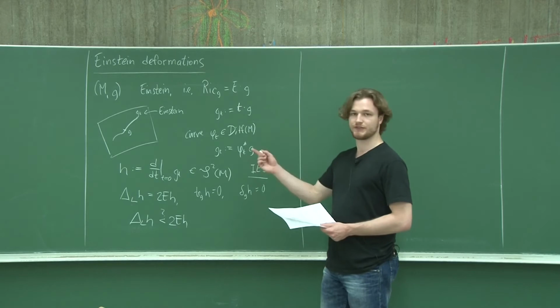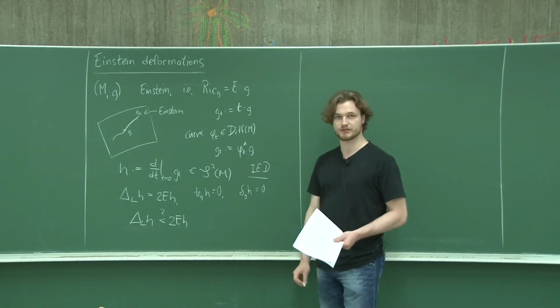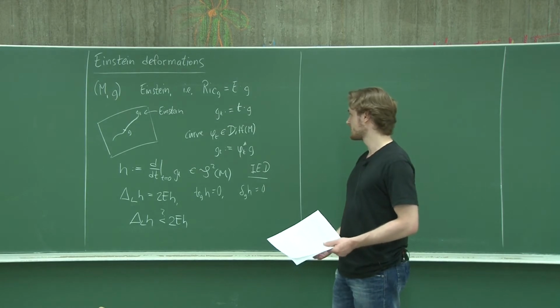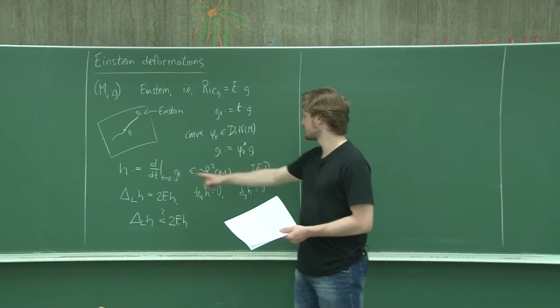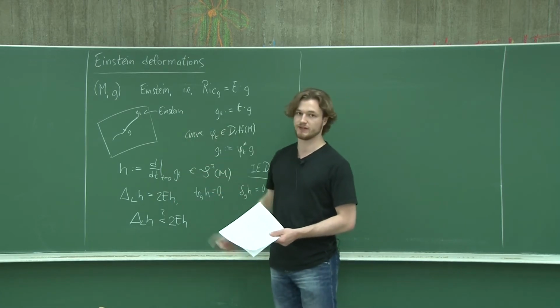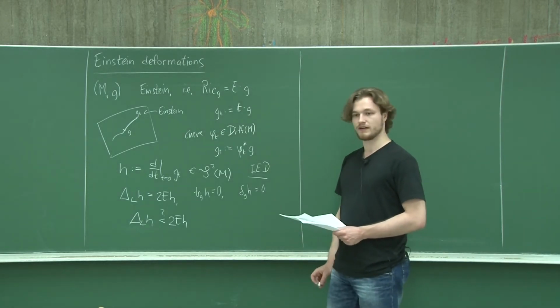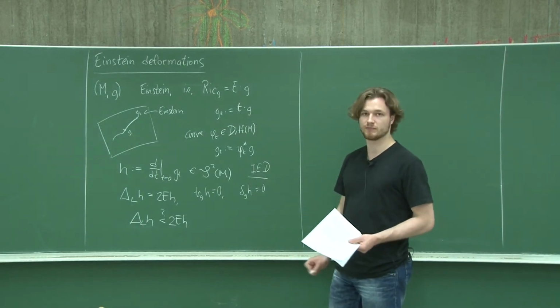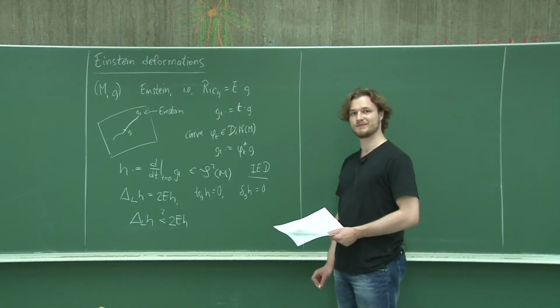Also, if we have such infinitesimal Einstein deformations, there are certain obstructions against integrability. What does that mean? So we cannot expect that any such solution h can be integrated into an actual curve of Einstein metrics. There are certain conditions that have to be met for this to be the case, and one can also investigate those. For details, I refer you to my poster.